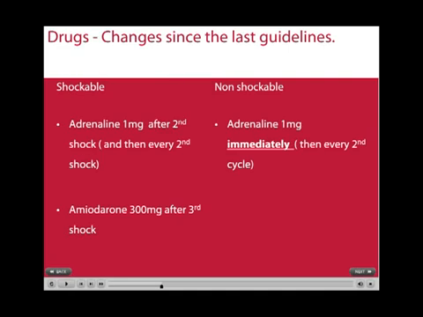Some drug changes in the latest guidelines include: for shockable rhythms, adrenaline 1 mg is given after the second defibrillation, and then concurrently after every second shock, which is about 4 minutes. Amiodarone 300 mg is also given, but after the third shock. In non-shockable rhythms, adrenaline 1 mg is given immediately, then every 4 minutes.